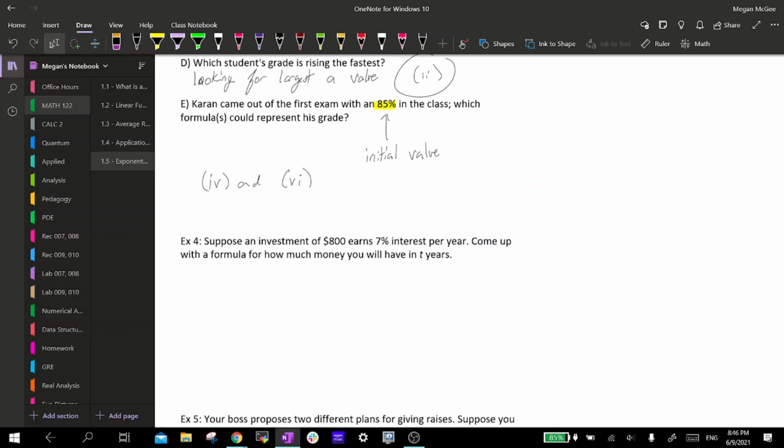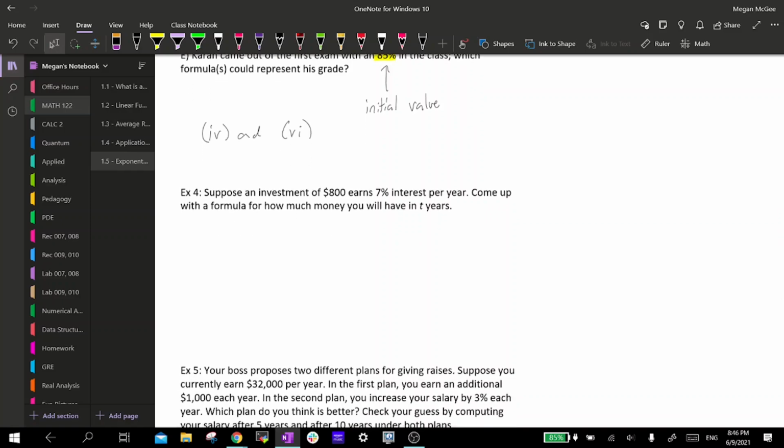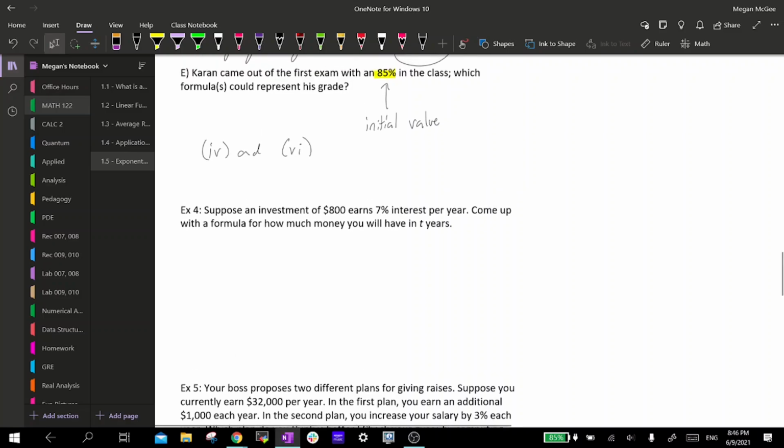Okay, example 4. Suppose an investment of $800 earns 7% interest per year. We are to come up with a formula for how much money you will have after T years. All right, so again, we're going to look at an exponential function where we have an initial value and a base raised to an exponent. So in this case, our initial value is $800.